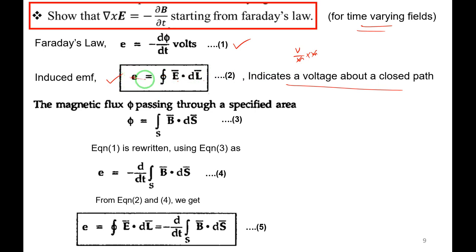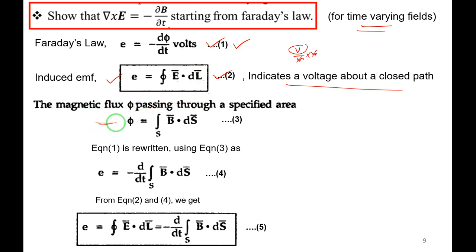So the voltage in the closed path, induced EMF, is nothing but the voltage. E is equal to closed line integral of E dot dl. E is nothing but the volt per meter. You just check the dimensional check, whether this is right or wrong. Dimensional check: volt per meter into meter, we are getting volts, right? This equation, these are the Faraday's law.